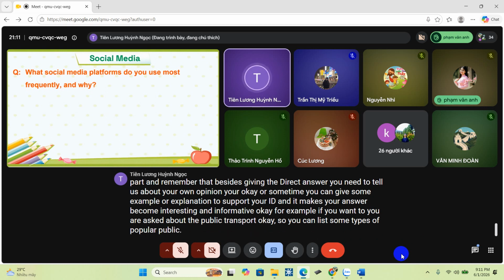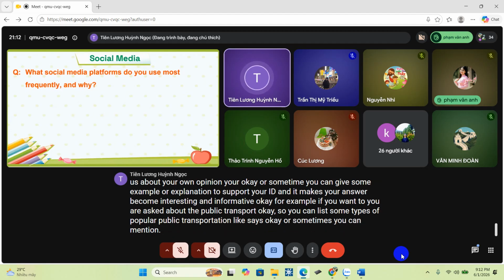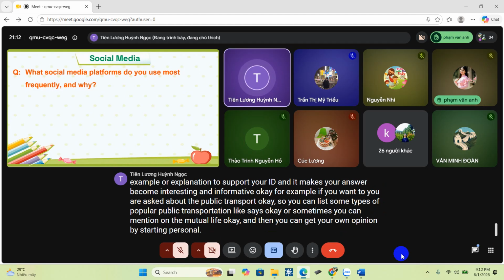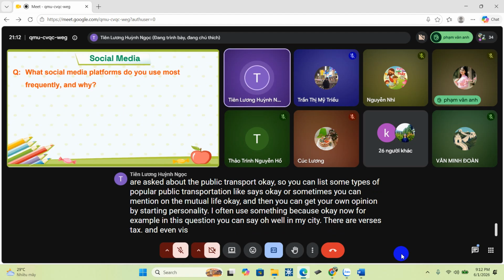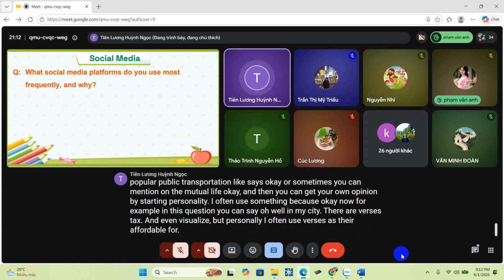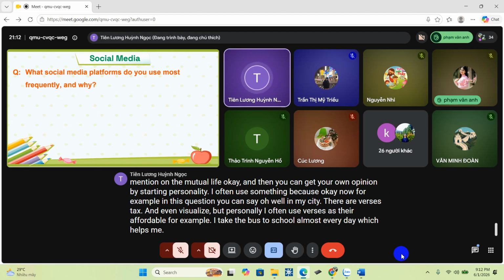For example, if you are asked about public transport, you can list some types of popular public transportation like buses, taxis, or sometimes you can mention the metro line, and then you can give your own opinion by starting with "personally, I often use something because...". For example, in this question you can say, "Well, in my city there are buses, taxis, and even a metro line, but personally, I often use buses as they're affordable. For example, I take the bus to school almost every day, which helps me save money."